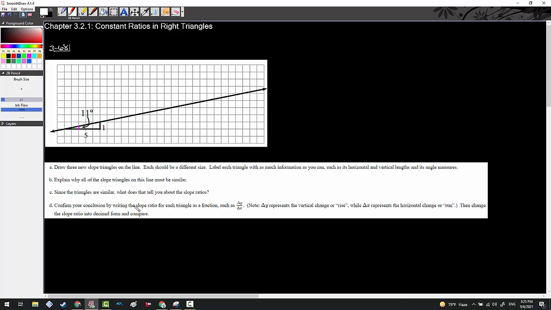Each one should be a different size. We're going to label as much information as we can, such as vertical and horizontal length and angle measures. And so let's go and do the first one in blue. And I'll go and just dot him right here. And this one was 5 long, but what I'll do is I'll go ahead and go up to about right here. And I'll go and connect that as a slope triangle right here.